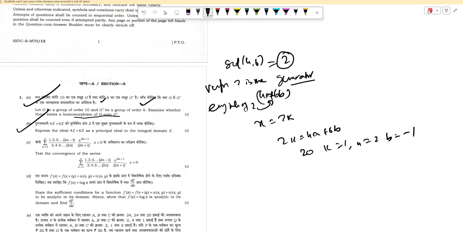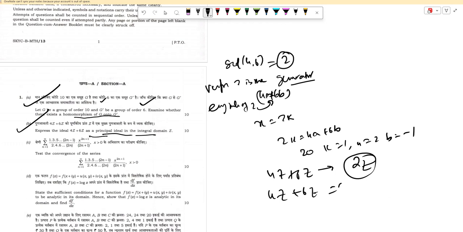So conclusion: since every element of 4Z plus 6Z is a multiple of 2 and every multiple of 2 can be expressed in the form 4a plus 6b, तो ये जो 4Z plus 6Z हमारे पास है, ये भी exactly 2Z के फॉर्म में आ जाएगा. So this can be expressed as the ideal of 2. So answer is, this is the expression. इसे हम लोग ऐसे लिख सकते हैं 4Z plus 6Z, this is the ideal of 2.